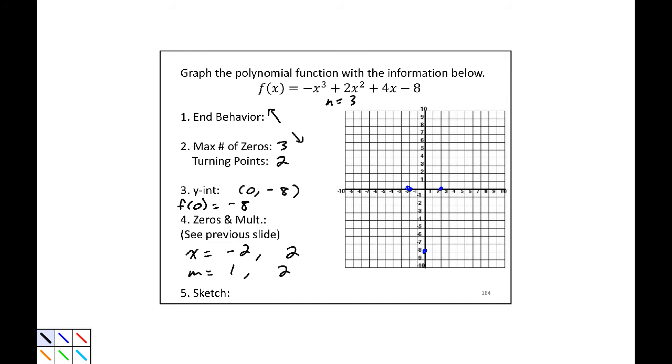Now, putting that together with our end behavior, our function will be rising to the left. At negative 2, our graph will cross. And then I know that it will pass through (0, -8), and it will have to come back up here to (2, 0). And that has a multiplicity of 2, which means that it is going to turn and fall to the right. And again, this graph may not be the best, but it covers all the bases.